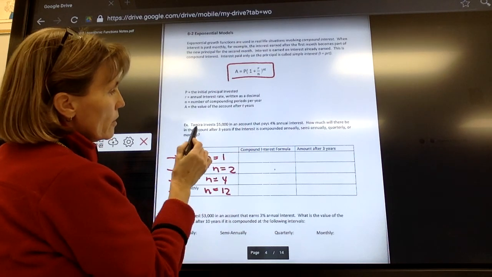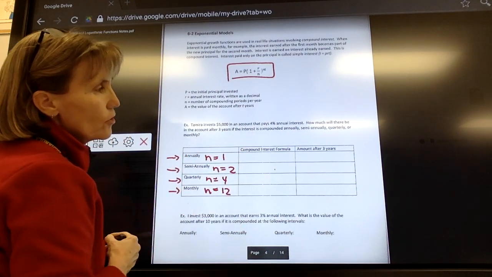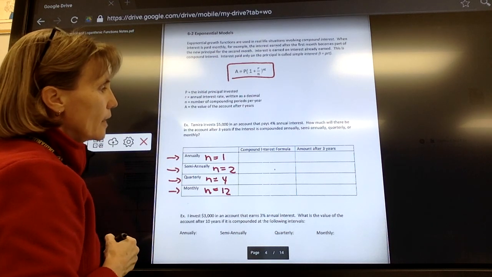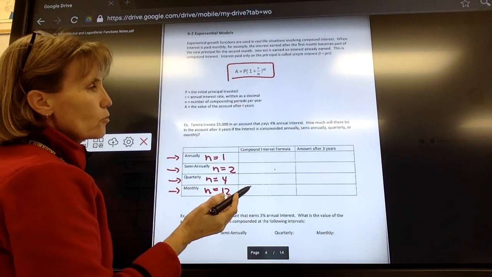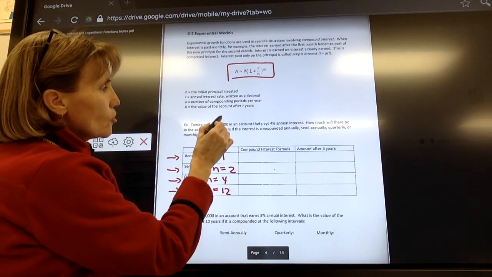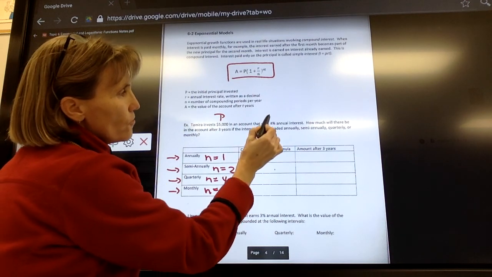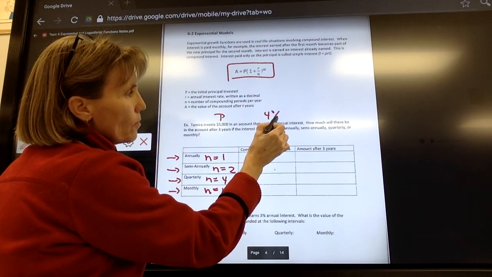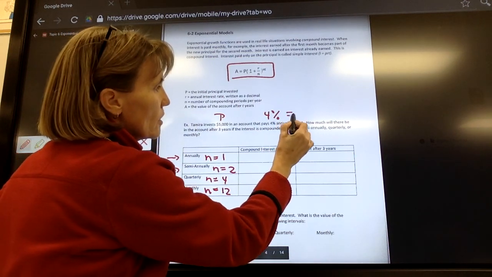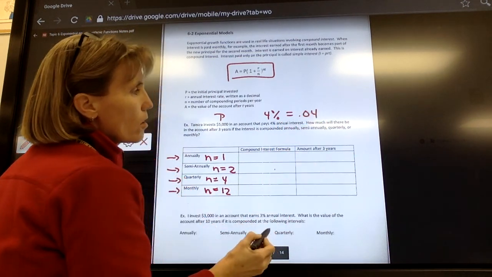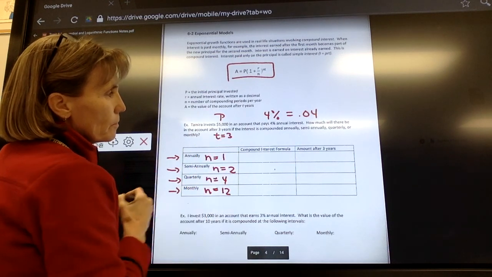It says Tamira invests $5,000 in an account that pays 4% annual interest. How much will there be in the account after 3 years if the interest is compounded annually, semi-annually, quarterly, or monthly? So here's her initial value. That's your principal. That's your P. It pays 4%. Now remember, we don't put percent in. We put it in as a decimal. So this is going to be 0.04 for R. And then here's your time, 3 years.